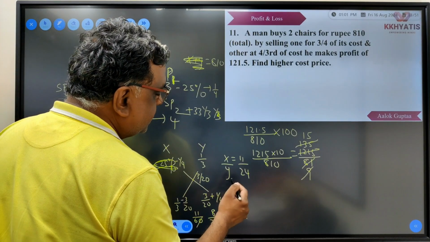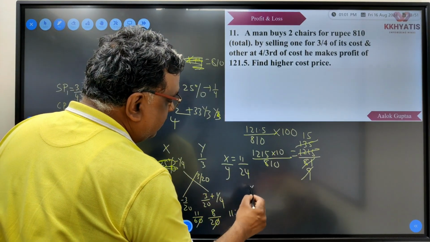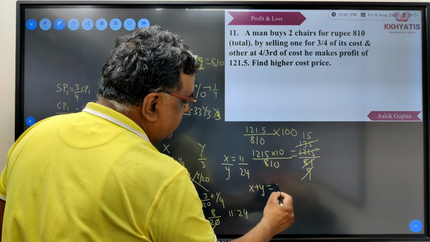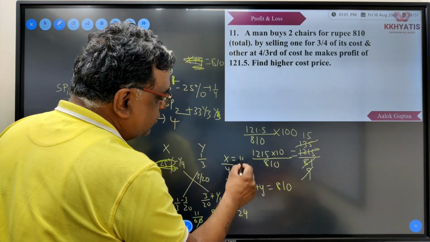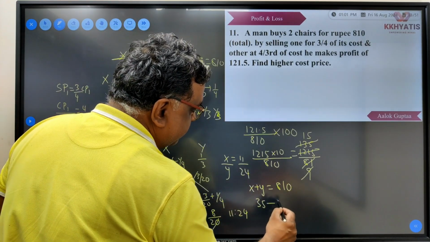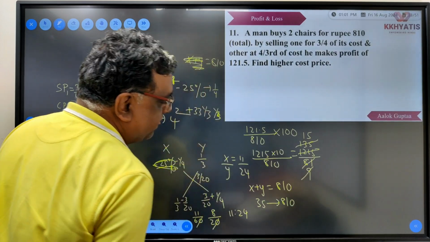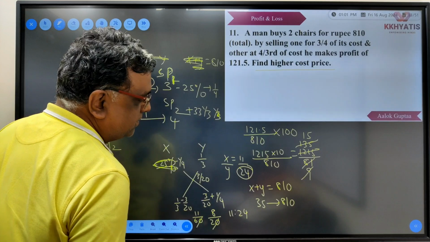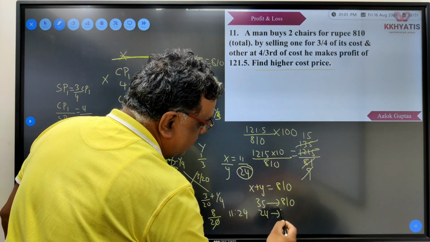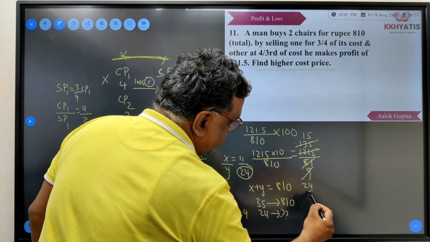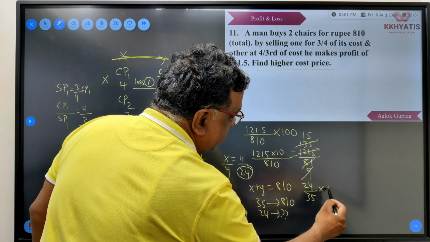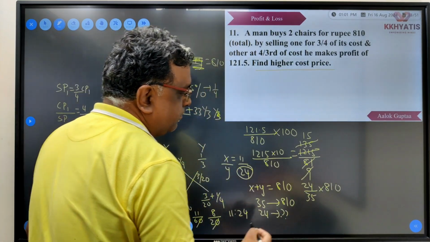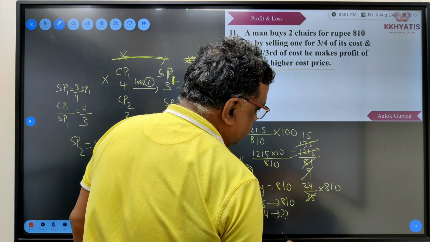rates. But now I am being given the value of X plus Y as 810, and the ratio quantity is 35. So 35 corresponds to 810. And I am being asked to find the higher cost price. So the higher cost price is the lower one, 24. What will be the value of 24? So it will be 24 upon 35 into 810. So it's going to be a calculation.